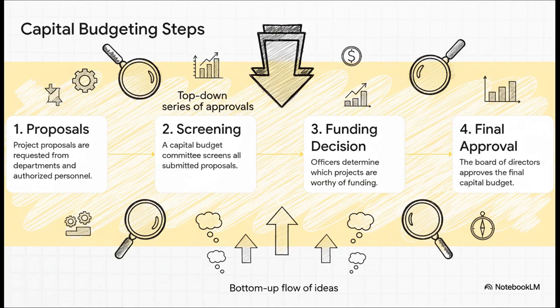What you should notice here is the dual flow. Ideas bubble up from the bottom, from the people who need them, while the approvals cascade down from the top. This multi-layered scrutiny is designed to ensure every potential investment is examined from all angles. Is it operationally feasible? Is it financially viable? And does it fit our overall strategy?